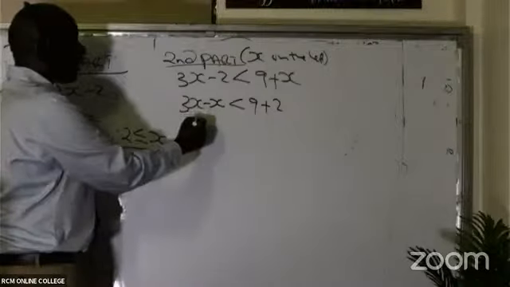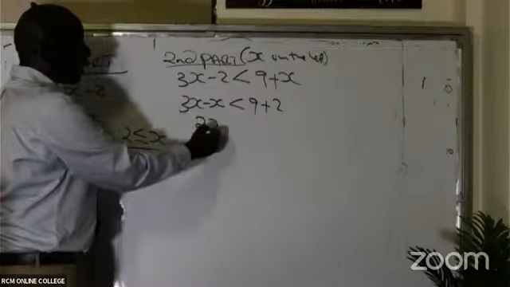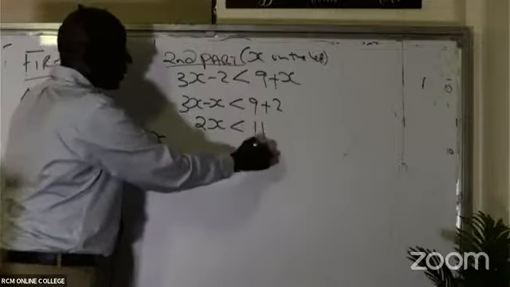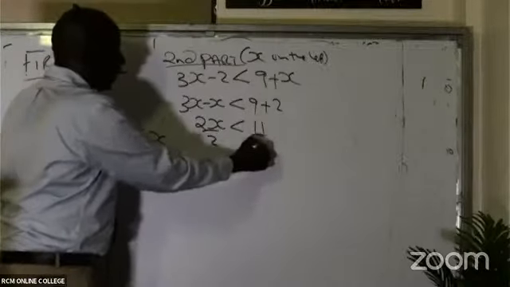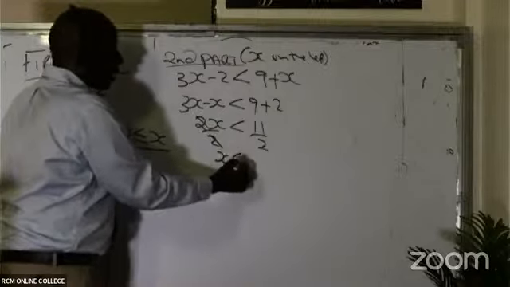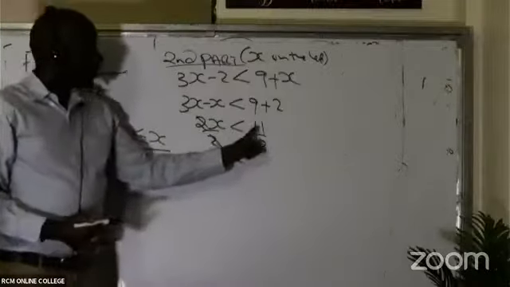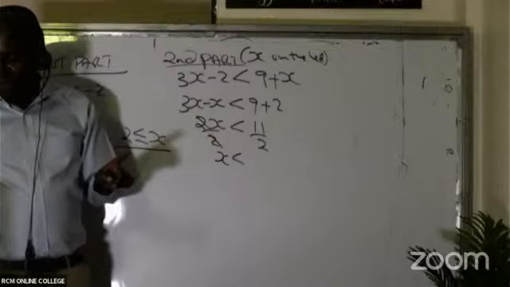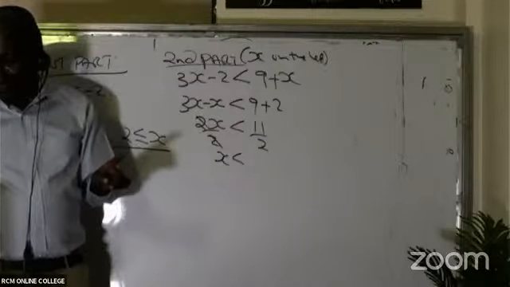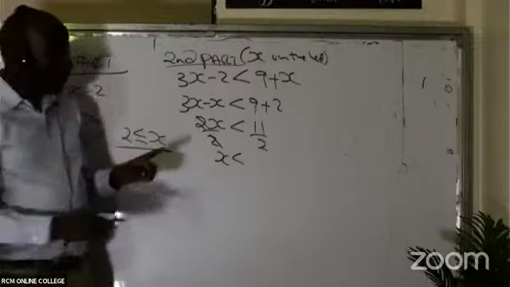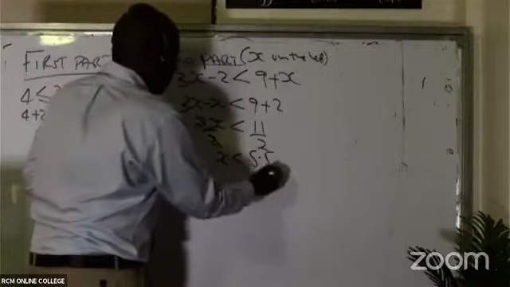This gives me what here, somebody? 2x. Less than 9 plus 2, so you divide by 2 both sides. So then this and this go, so x will be less than 11 divided by 2, which gives me 5 point what here? My Lord. 5.5. So 5.5 here, 5.5 there.